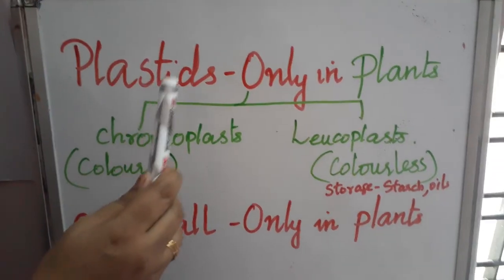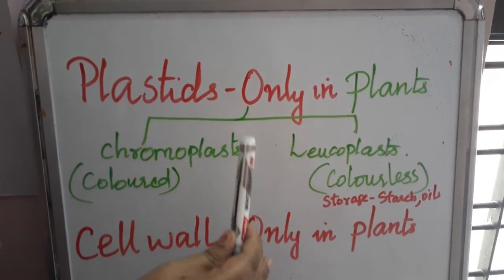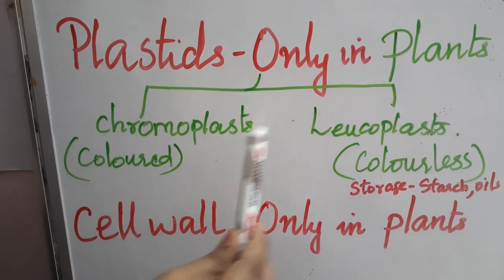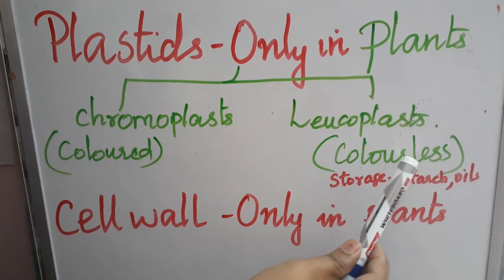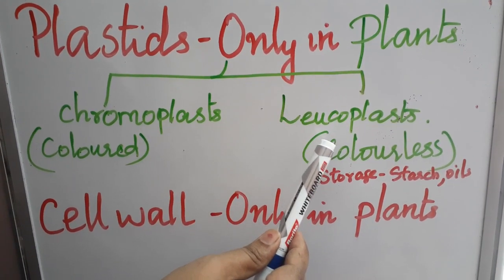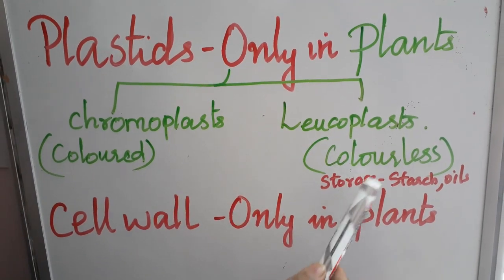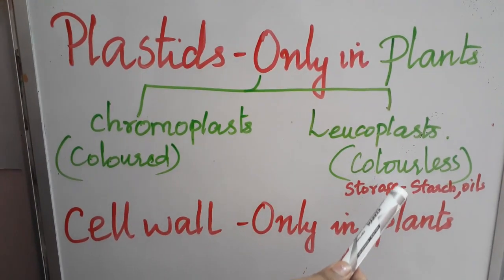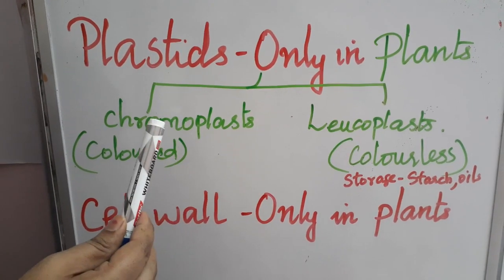So plastids we can see only in the plant cell. It is divided into two, chromoplast and leucoplast. Leucoplasts are colorless plastids. Colors will not be there. The main purpose of the leucoplast is to store starch and other oil and protein material granules. Another thing is the chromoplast, which is colored.